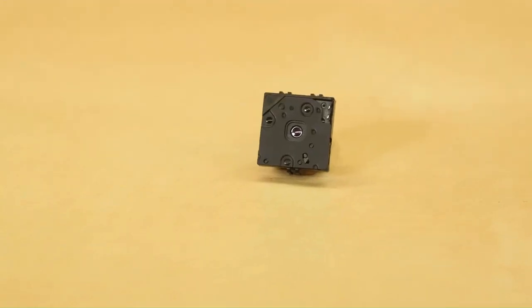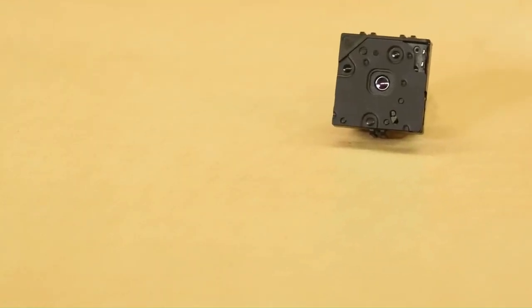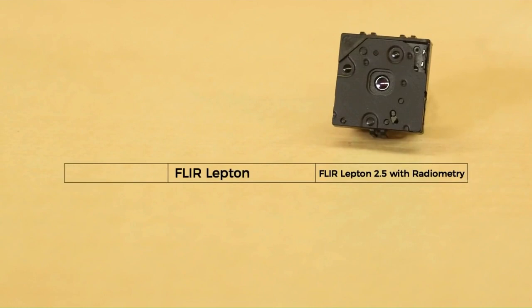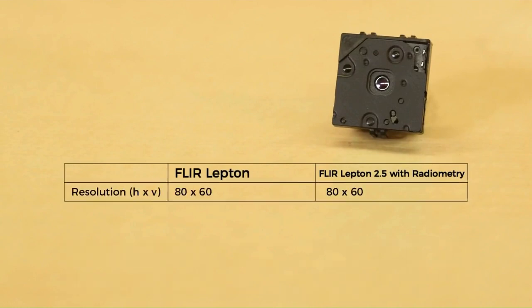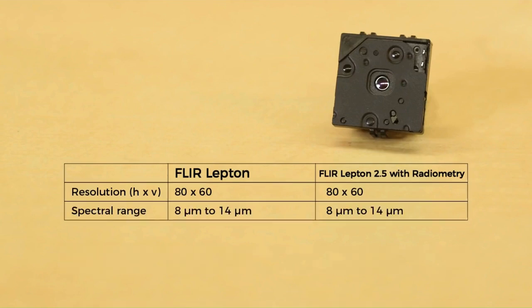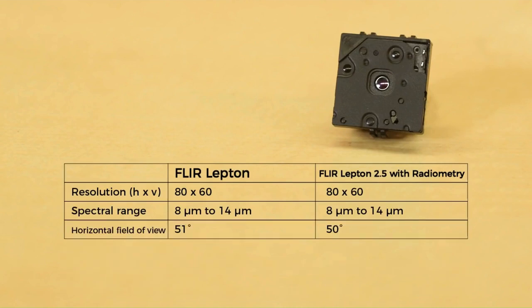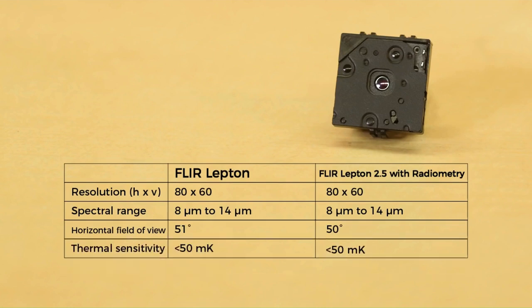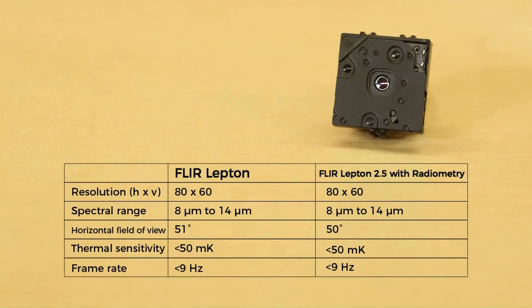The new Lepton is known as the FLIR Lepton 2.5 with radiometry. Compared to the old model, they both have a resolution of 80 by 60 pixels and can see in the 8 to 14 micrometer wavelength range. The new Lepton has a slightly decreased field of view at 50 degrees. Both have a pretty good sensitivity at under 50 millikelvin, which allows us to more easily identify objects in a scene. The frame rate is fairly slow, often under 9 frames per second. But this is still quite fast if you're looking to measure several temperature values in a scene.